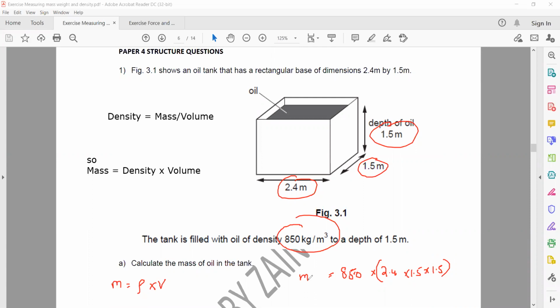So when we multiply 850 by 2.4 by 1.5 by 1.5, what is the final answer? 4,590. So the mass of the oil inside is 4,590, and because the density is in kilogram per meter cube, the mass will be in kilograms. Is it clear? This is the first part, question 1 part A. Is it clear to everyone?